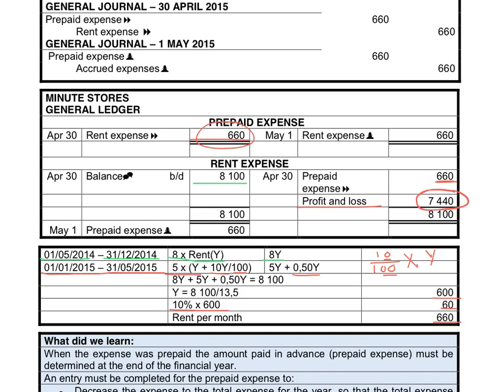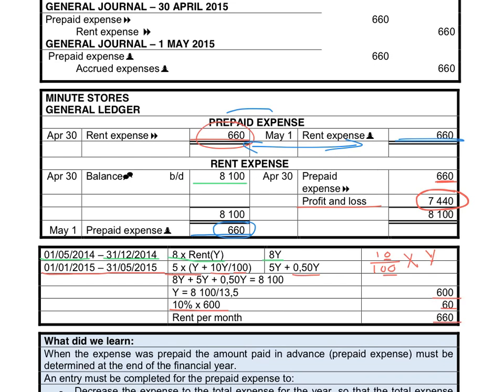Then on the first day of the next financial year, we have to do a reverse entry. So the prepaid expense account must be closed off, and we will credit the prepaid expense with the 660, and we will debit rent expense with 660. So it means we cancel this prepaid expense because now both sides are 660, and we show on the first day that we've got a balance of 660, so there was already an expense paid for the current year.